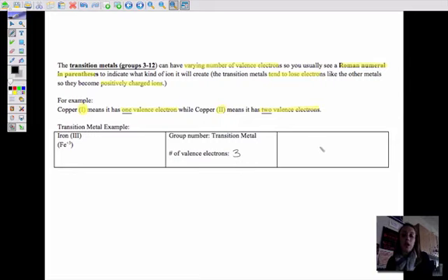And we're going to follow the same procedure. So we're going to write our chemical symbol. So we have Fe for iron, and if we have 3 valence electrons, then we'll do 1, 2, 3 dots.